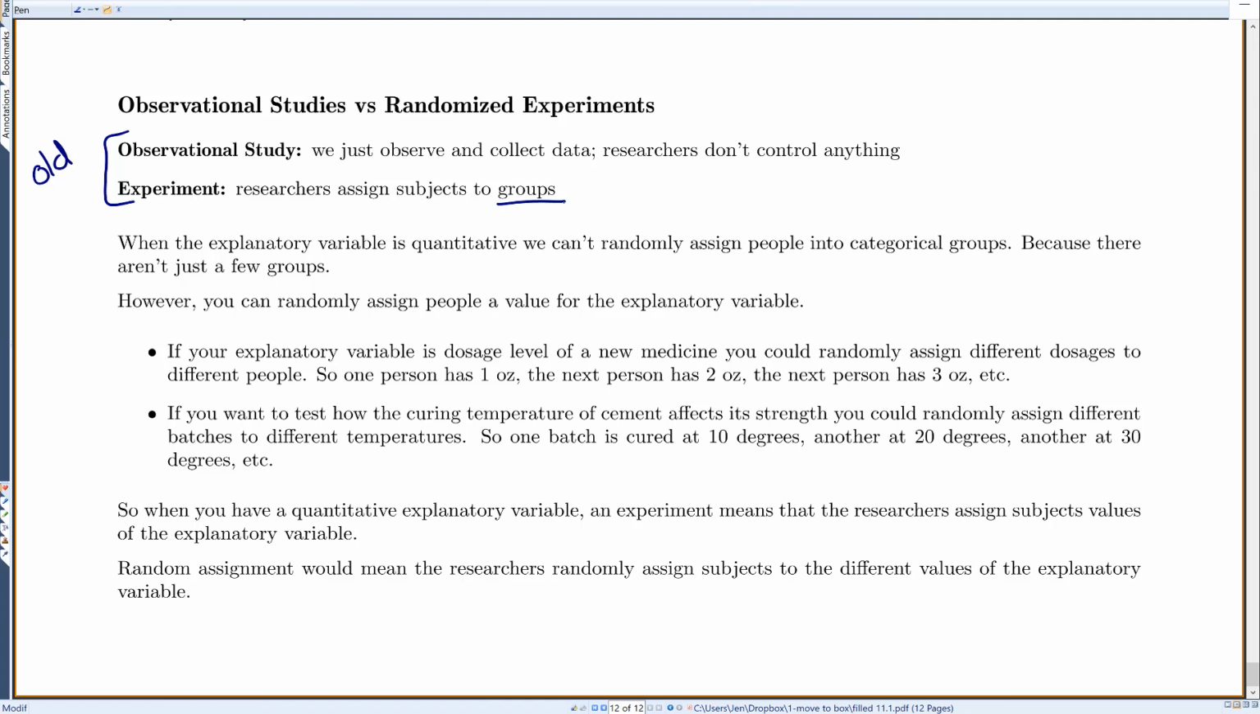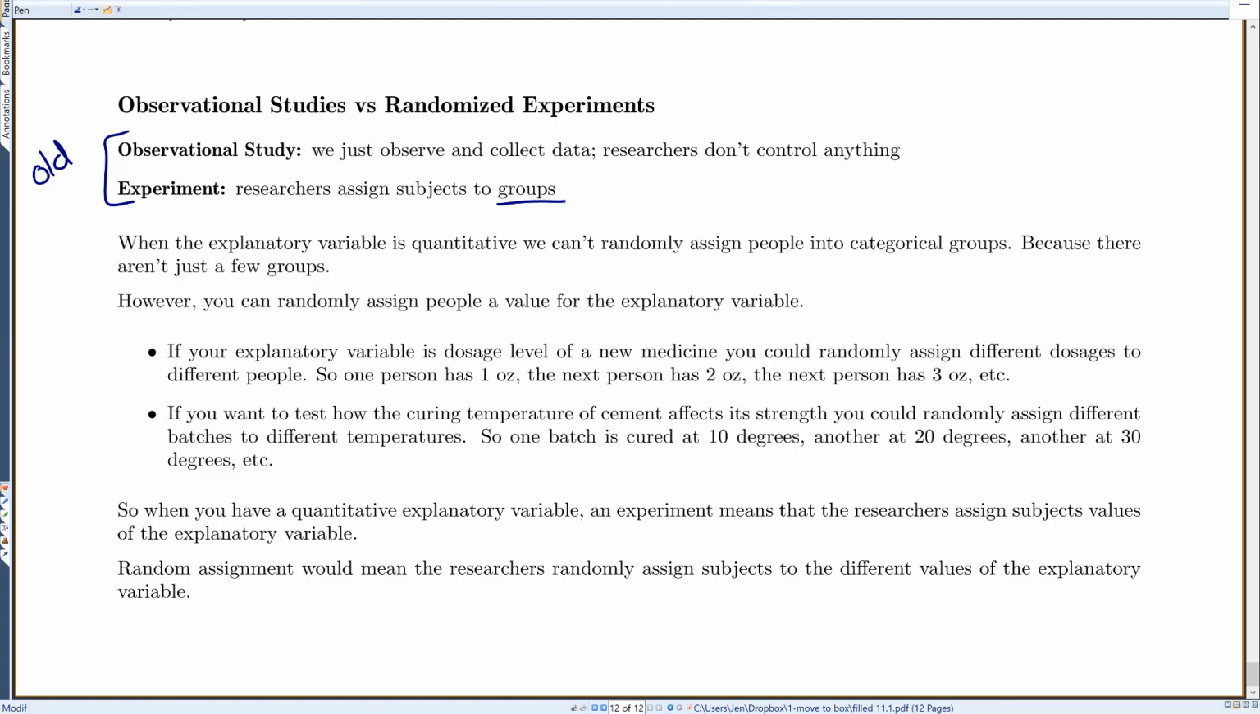What you can do is randomly assign people a value for the explanatory variable. If your explanatory variable is a dosage level for a new medicine, you could randomly assign different dosages to different people. One person has 1 ounce, the next person has 2 ounces, the next has 3 ounces, etc. Or if you want to test how the curing temperature of cement affects its strength, you could randomly assign different batches to different temperatures. One batch is cured at 10 degrees, another at 20, another at 30, etc. So when you have a quantitative explanatory variable, an experiment means that the researcher assigns subjects values of the explanatory variable. We don't put them into groups, but we do assign them a value.